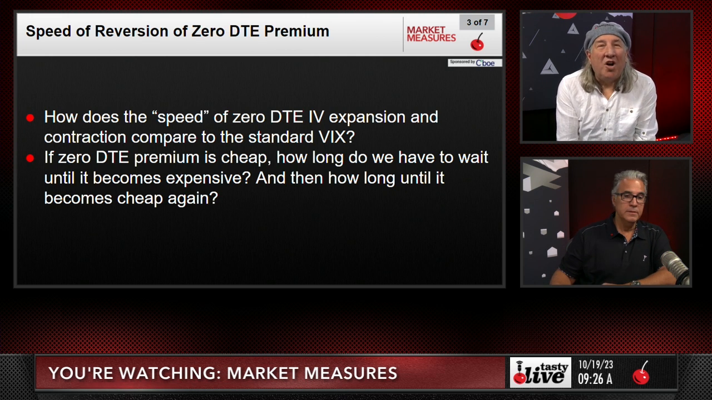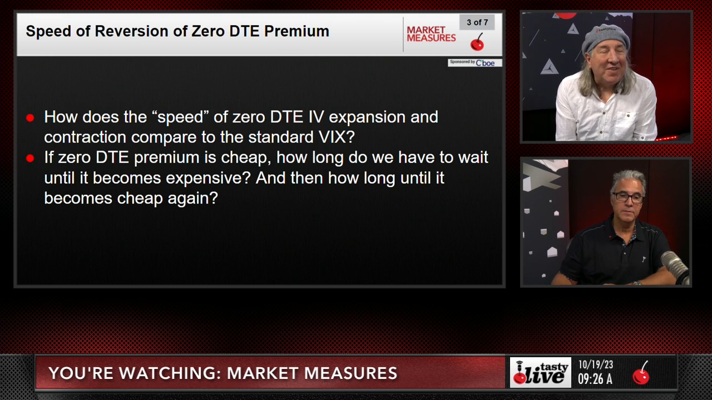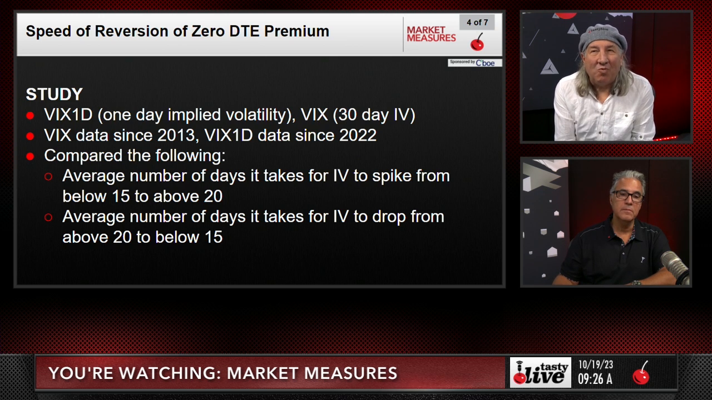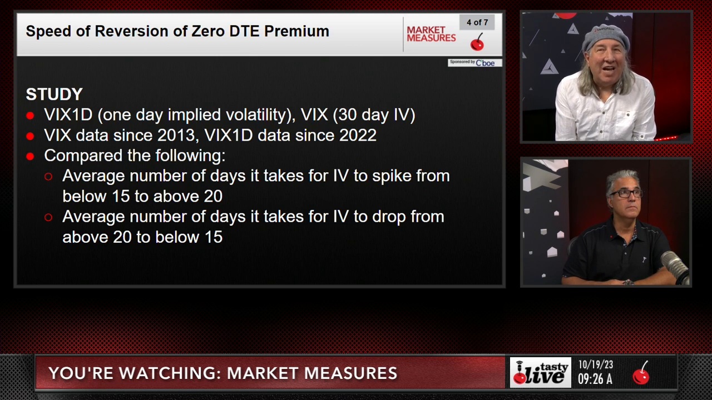So let's talk about how long it takes to get expensive and how long it takes to go from expensive to cheap. Next slide. So we did a study. We looked at the one-day implied volatility. We looked at the 30-day implied volatility. We did this since 2013, and we did the VIX one day since 2022, since it hasn't existed since before that. We compared the average number of days it takes for implied volatility to spike from below 15 to above 20, and the average number of days it takes for IV to go from above 20 to below 15.